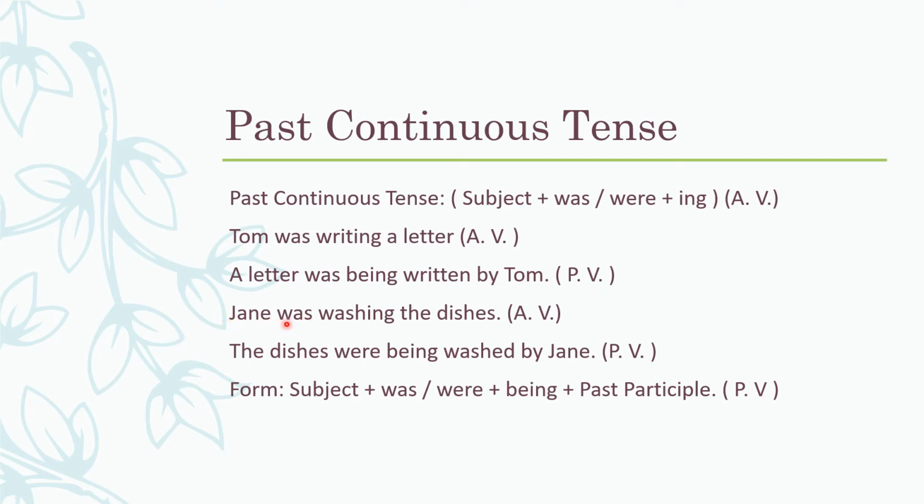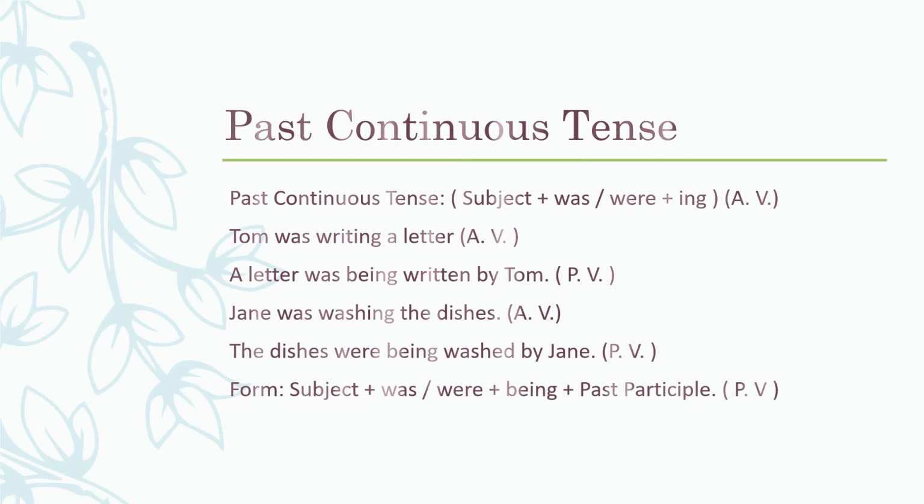The next example: Jane was washing the dishes. This is in the active voice, past continuous tense. We have to change this into the passive voice. So the dishes, the object in the active voice, becomes the subject in the passive, and the subject in the active voice becomes the object in the passive voice preceding by. Then you will use were. Why were? Because here the subject, the dishes, is plural. Then you're going to use being, and this washed here is the past participle. So the dishes were being washed by Jane is in the passive voice, past continuous tense.